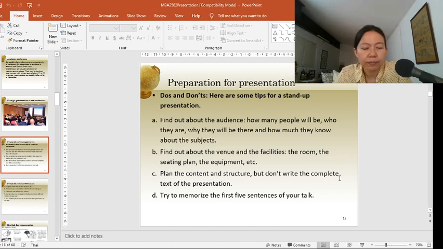And next, plan the content and structure. Don't leave it too late. Plan your content and structure in advance. But don't write the complete text of the presentation, because when you give the presentation, it will look like you read from the text. It will sound unnatural.